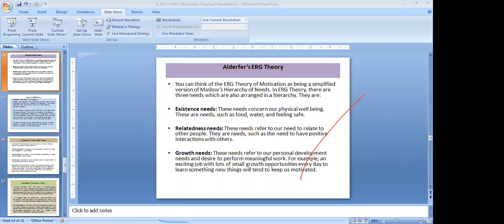Okay, the growth theory refers to our need for personal development, to be creative and to perform meaningful work. So growth allows us to explore what our potential might be within our current environment. It's easy to see why you might lack motivation if you're stuck doing the same job every day without variety. But if your job provides interesting and varied challenges, it's easier to be motivated as you're being presented with growth opportunities each day.